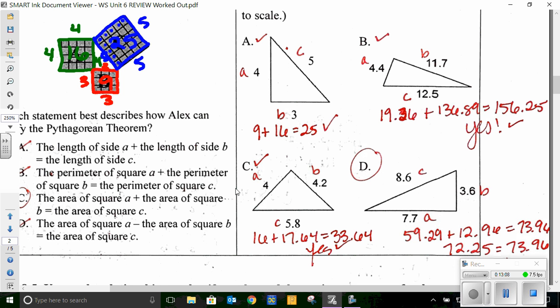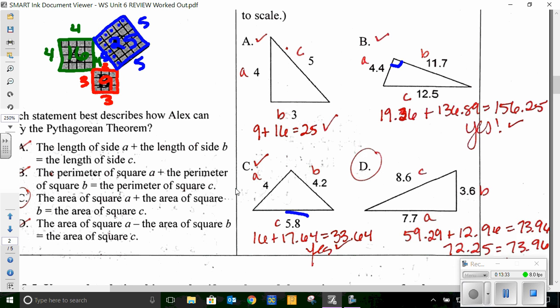B also kind of looks like a right triangle. It kind of looks like this right here is a right angle, but I can't go on what it looks like. I have to do the math. But the measurements do tell me when I do the math, it is a right triangle. C doesn't look like a right triangle at all. In fact, it almost looks like it's isosceles or equilateral. But when I do the math on it, it is a right triangle. Those numbers there, 4, 4.2, and 5.8, do make a right triangle.